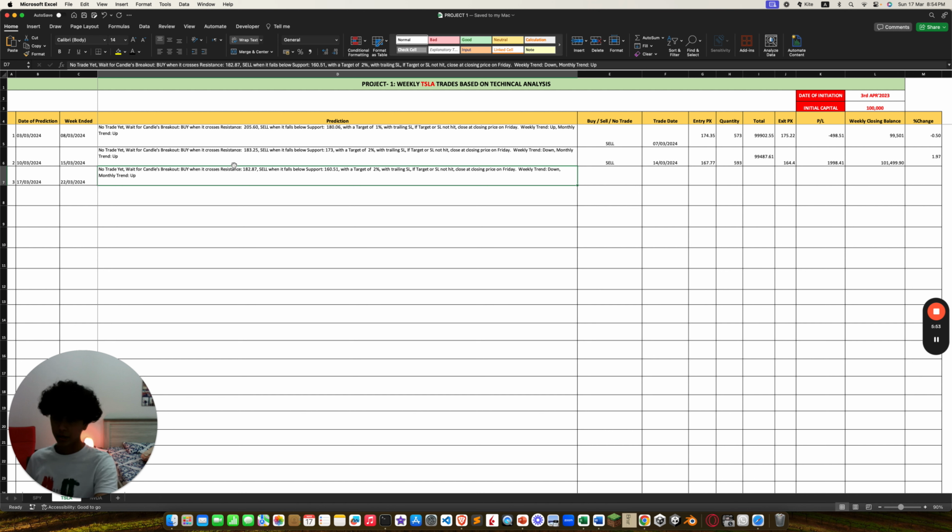I did mention this in the video: the resistance is 182.87 or the buy stop, and the support is 160.51 or the sell stop or entry. Target 2% trailing stop loss, and then both monthly and weekly trends are down. So we have very good confirmation from the candlestick charts, of course, for this. But that's all for now.